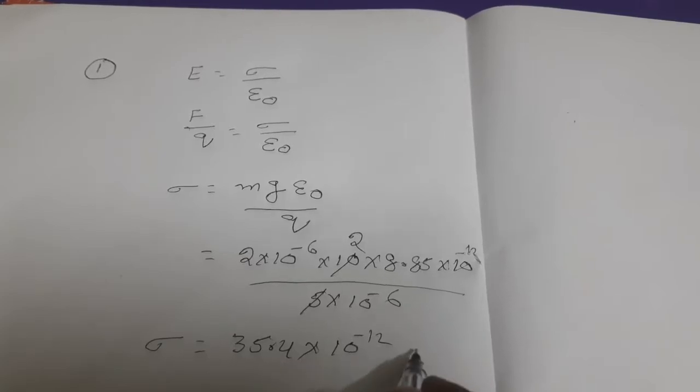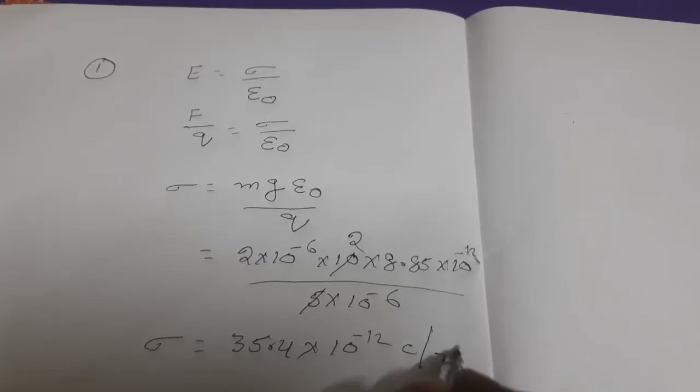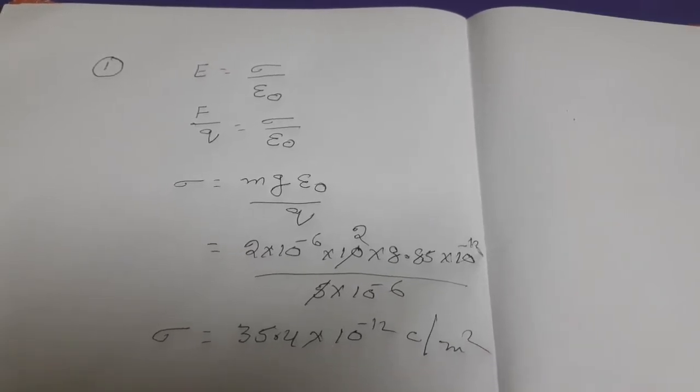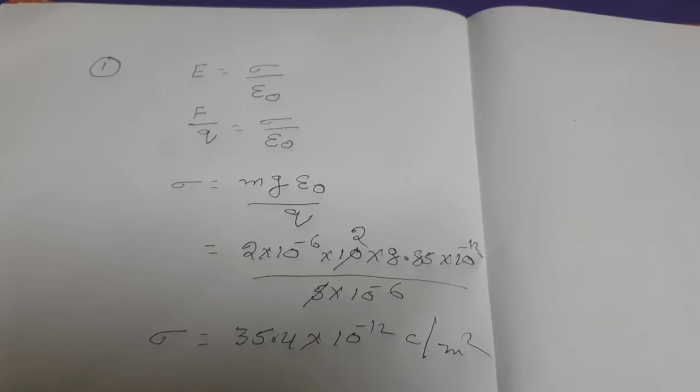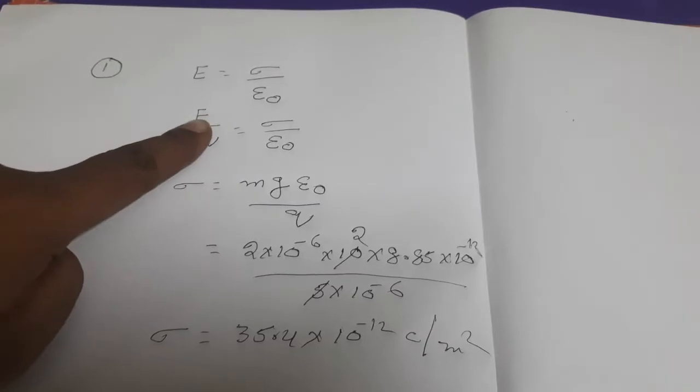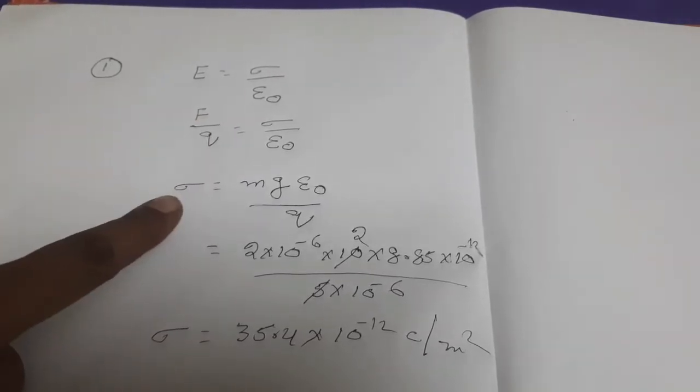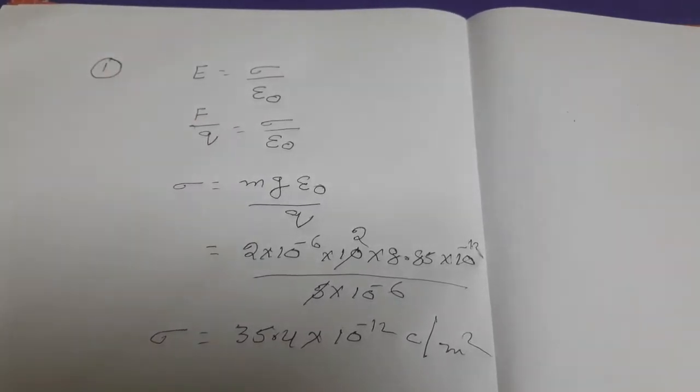But the unit is what? Coulomb per meter square. So, based on the given data, we can find out the surface charge density. E equals sigma by epsilon naught. We should find out the sigma. But instead of F, they have given mass of the charged body, so we use mass into g. Then we are going to another problem.